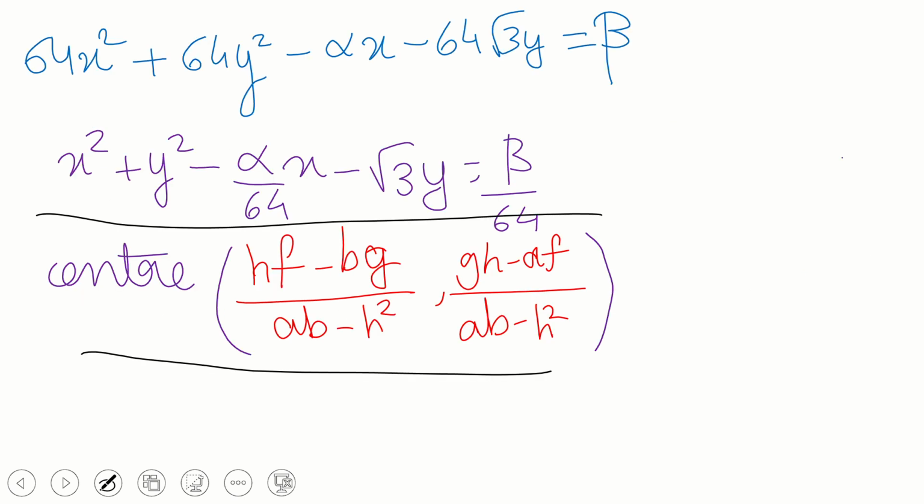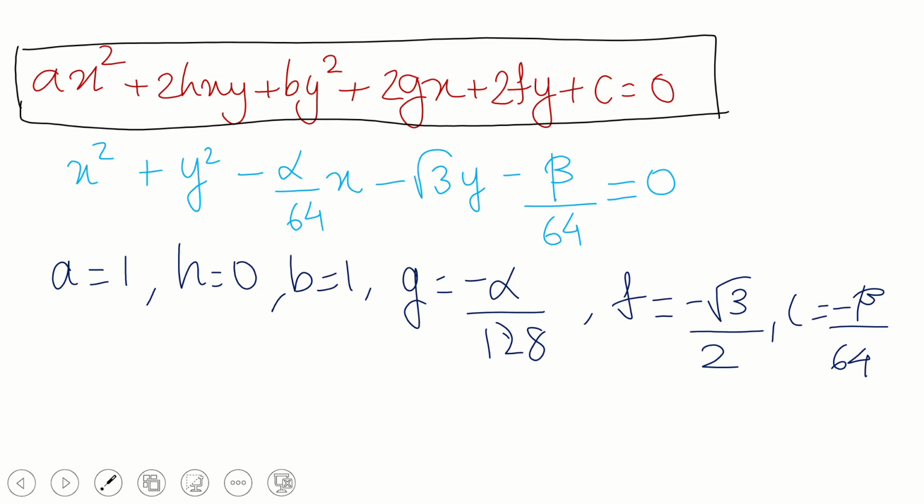Now the equation given is 64x square plus 64y square minus alpha x minus 64 root 3y equal to beta. I will simplify it by dividing by 64 on both sides, and you will get this equation. Now the center of a conic is (HF minus BG) by (AB minus H square) and (GH minus AF) by (AB minus H square) for an equation like this. Now we have x square plus y square minus alpha by 64x minus root 3y minus beta by 64 equal to 0 as our equation.